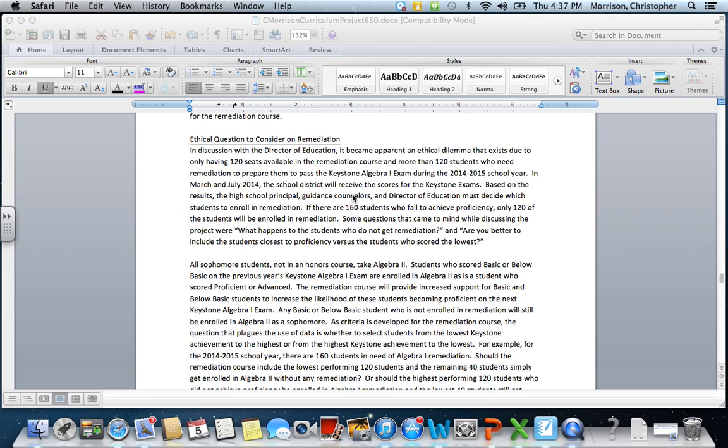The Director of Education, when she created the Keystone Algebra 1 remediation course, envisioned a half-year course that would be offered twice a year. So there may be students who take it in the fall or the first semester, and then another group of students that take it in the second semester. But the total number of students that she wanted was 120. There would be 4 sections per semester with 15 students in each section. So for each semester, there'd be 60 students. Overall, the entire year, there'd be a total of 120.